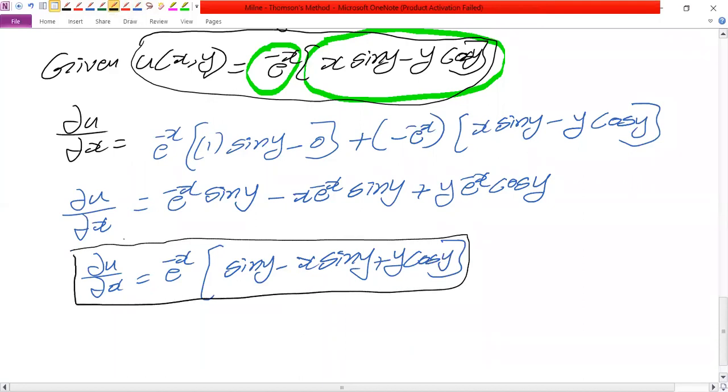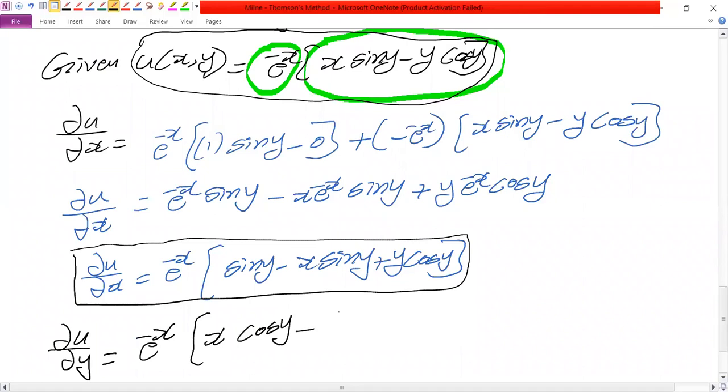In the above function u, we have a product of two factors. What is the first function? e power minus x. Does e power minus x contain a y variable? No. So I'm taking the partial differentiation of u with respect to y, treating x as constant. So e power minus x is constant, and the differentiation of sin y is cos y, minus, inside the brackets, y into cos y form.